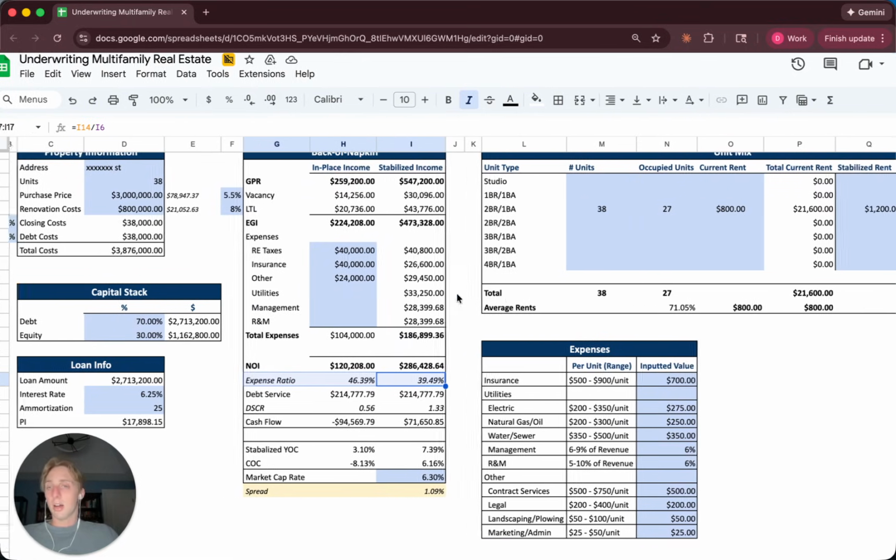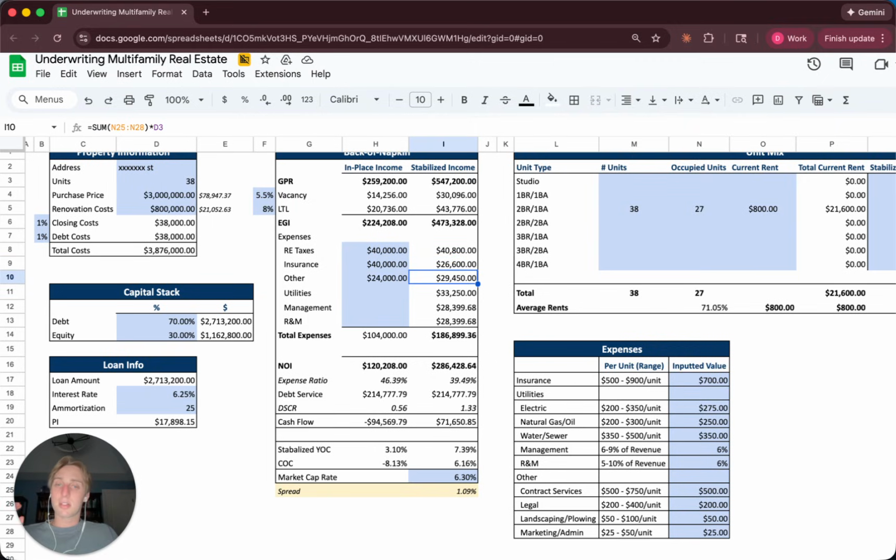So we see after taxes, insurance, other, utilities, management, R&M, I'm left with 186 grand in expenses, netting me 286 in NOI. So my expense ratio is 39%. After my debt service, aka paying the bank for the loan that they're giving me here, I'm expecting a DSCR of 1.33, and my cash flow is 70 grand.